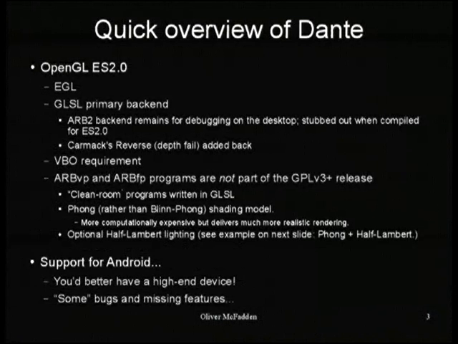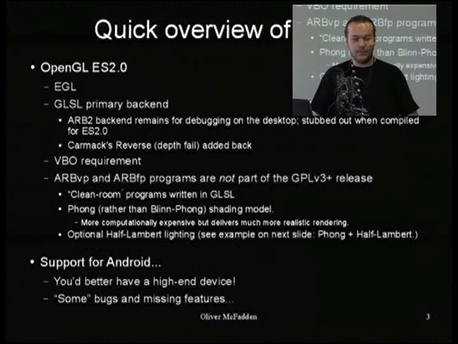And then a quick overview of Dante. It's OpenGL ES 2.0 using EGL. GLSL is the primary backend. I have the ARB2 backend still enabled in there, but that is of course compiled out when it's been compiled for ES2. So all of the new extensions are requirements. I'm not concerned about doing backwards compatibility too much there.